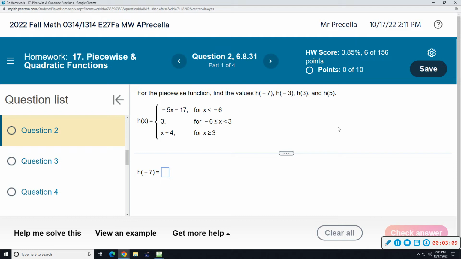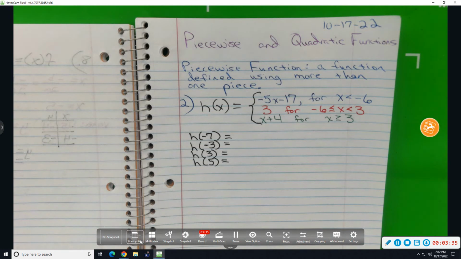And I may as well write down, what do they want? h of -7, h of -3, h of 3, and h of 5. Let me switch over to my writing.